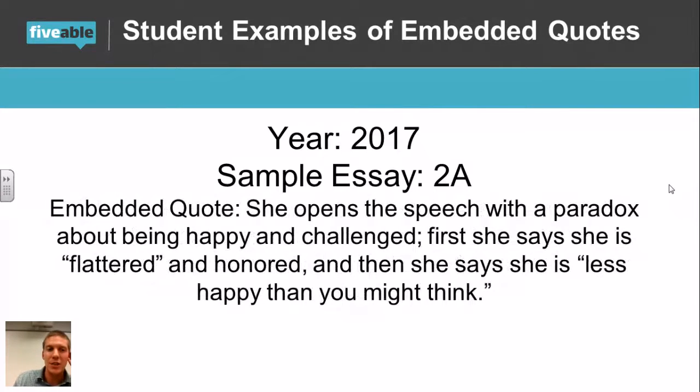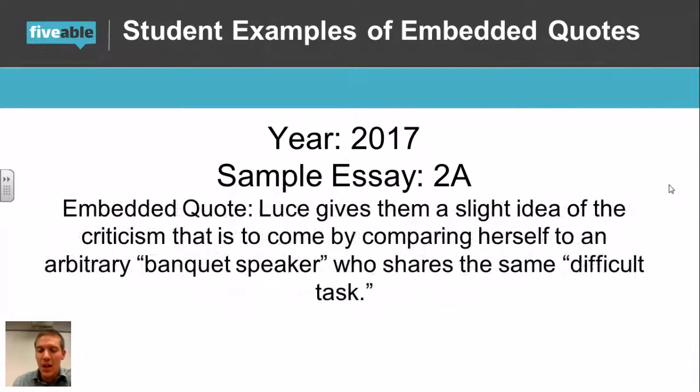So clearly, this student, let's just go back right here real quick while I'm making this point. First, she says she is flattered and honored, and then she says she is. That's clearly a paraphrase to drive to the point. The words that are quoted are the most important words in terms of the point that she's making, the paradox, right? Here, the words that she's quoting, banquet speaker, difficult task, are the most important words to prove her point. Whatever she's about to analyze, this student writer, that's where she needed to quote.